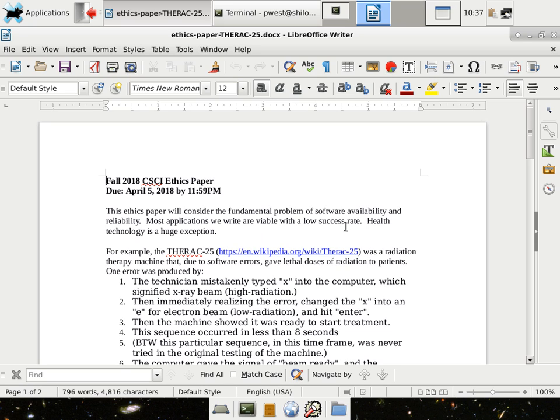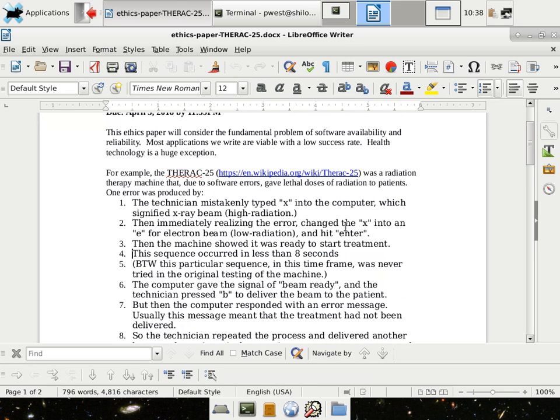Good job. Is it like a semicolon that was like... No, here's how one error was produced. There were multiple errors. This was the common one.